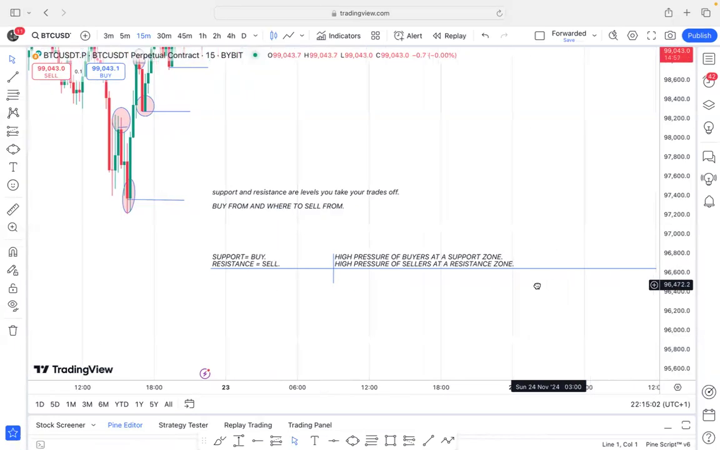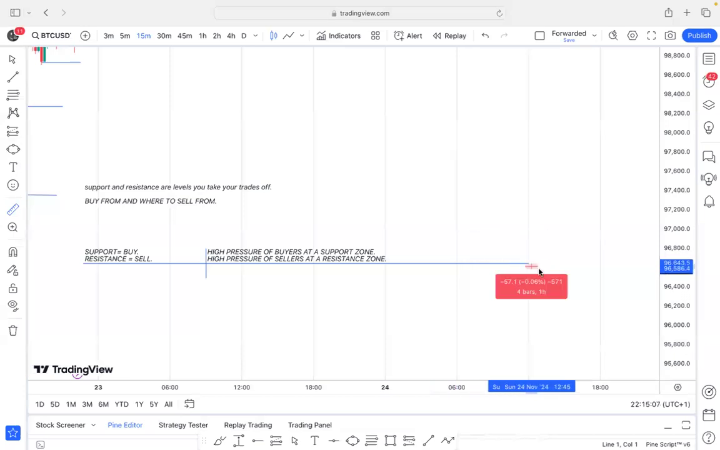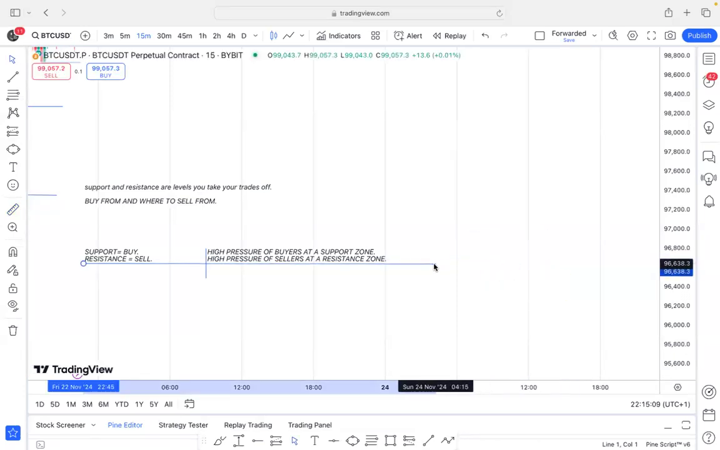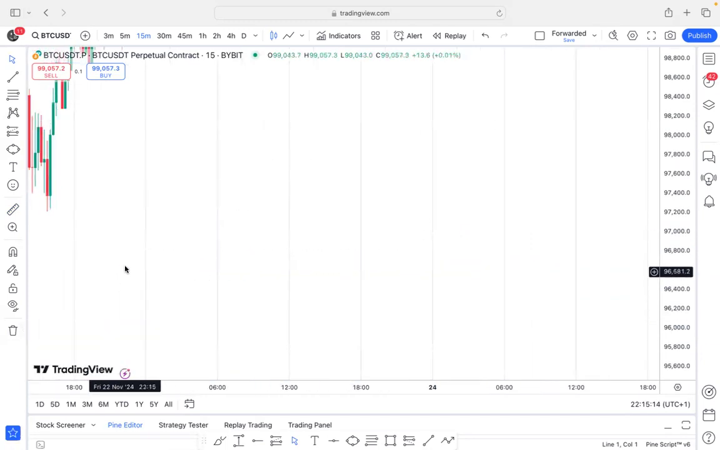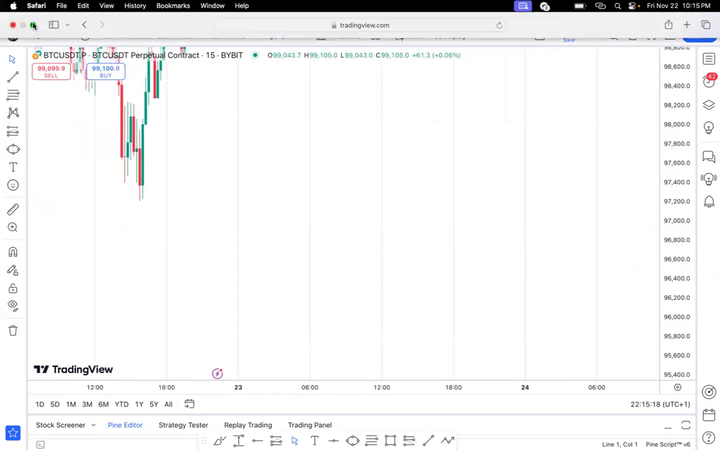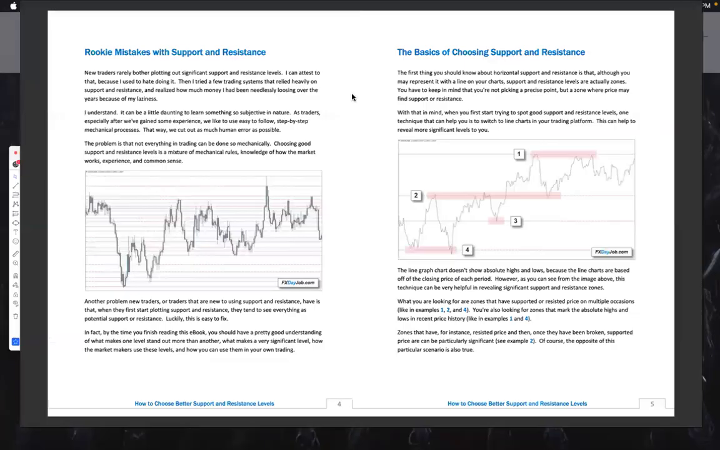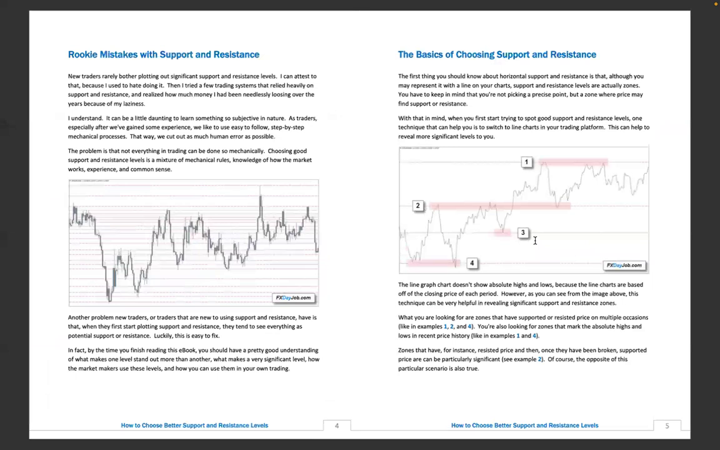Now how to identify it on your chart is what I want to take us into right now. Let's move forward. I want to create a clean chart. Now back to the preview. It says the first thing you should know about support and resistance is that although you may represent it with a line on your chart, support and resistance are actually zones. Those are zones where you look to buy or sell from.